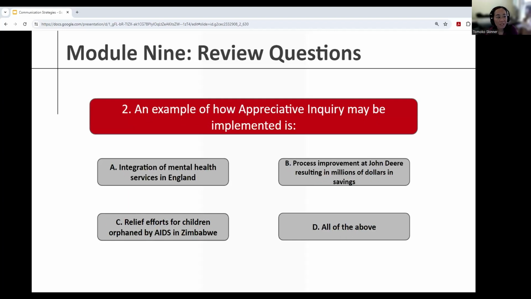Question number 2. An example of how appreciative inquiry may be implemented is A, integration of mental health services in England. B, process improvement at John Deere resulting in millions of dollars in savings. C, relief efforts for children orphaned by AIDS in Zimbabwe. D, all of the above.